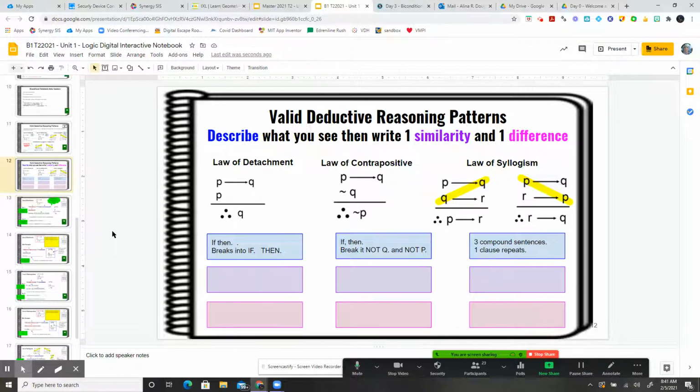And kind of talk yourself through it out loud. Detachment means you separate them. Contrapositive means you separate them and negate them. And the law of syllogism has three compound sentences, and something is going to repeat. Either the hypothesis is going to repeat and go to the conclusion, or the conclusion is going to go to the hypothesis. But they have to repeat on a diagonal, and we'll see that pattern in a few minutes.